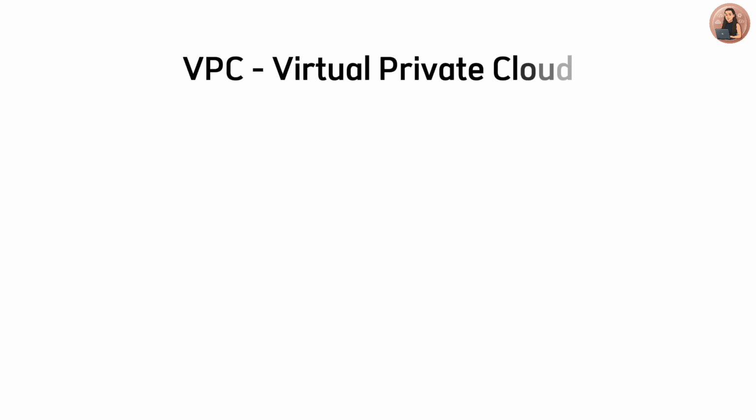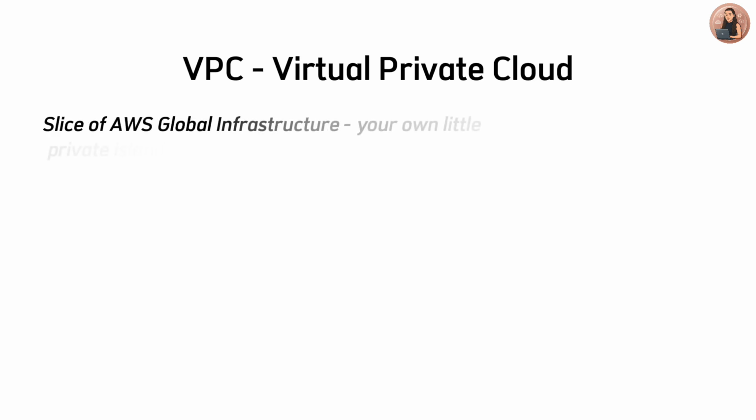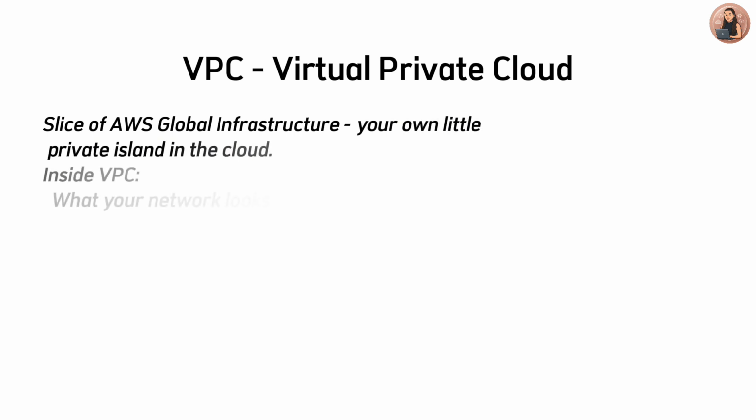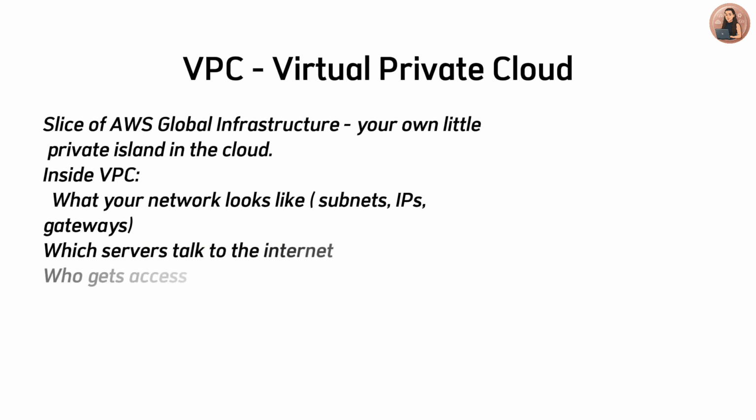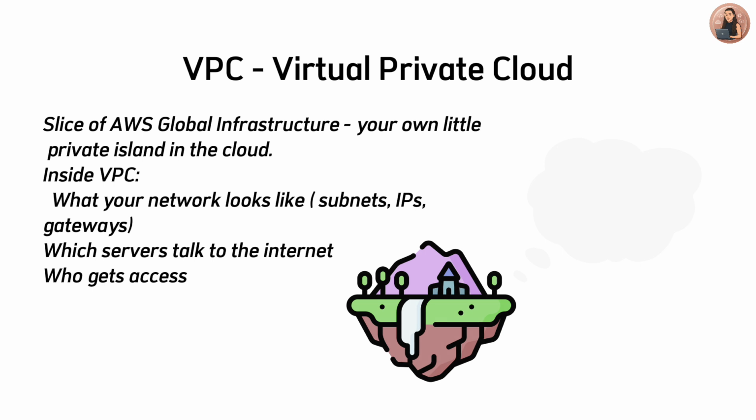VPC, or Virtual Private Cloud. Imagine AWS gives you a slice of their global infrastructure, your own little private island in the cloud. That's a VPC. Inside your VPC, you decide what your network looks like: subnets, IPs, gateways, which servers talk to the internet, and who gets access. You get control like you would in an on-premise data center, but without worrying about hardware, routers, or physical cables.